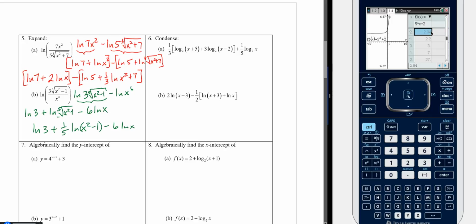6, we're going to condense, so we're working the other way. Remember, addition is going to turn into multiplication.